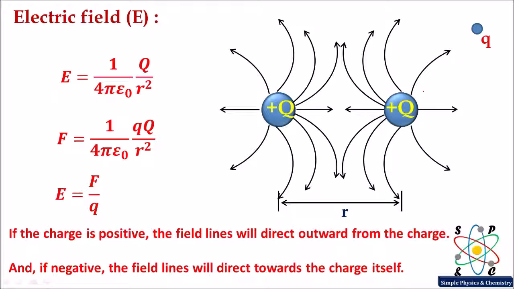If you have two positive charges, then these two charges will repulse each other, and due to this their field lines will go away from each other. Thus you can see that the field lines are going away from each other, so they are not attracting each other.